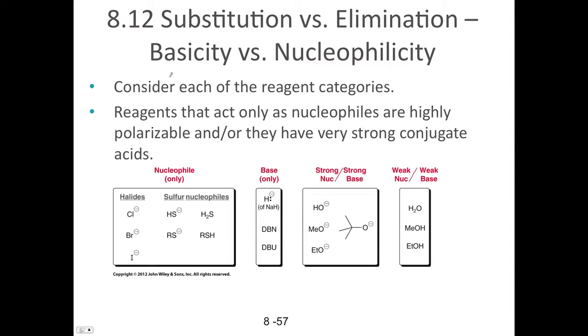Substitution versus elimination, basicity versus nucleophilicity. And so here again, like I was saying in lecture, Klein loves to put stuff in boxes and make tables. This is just one of his examples, where he wants to say these are nucleophiles only, and here's halides and sulfur nucleophiles, bases only. This is strong nucleophiles or strong bases, and weak nucleophiles or weak bases here. And these are things that he says most likely react this way, but this is not, again, the only thing.